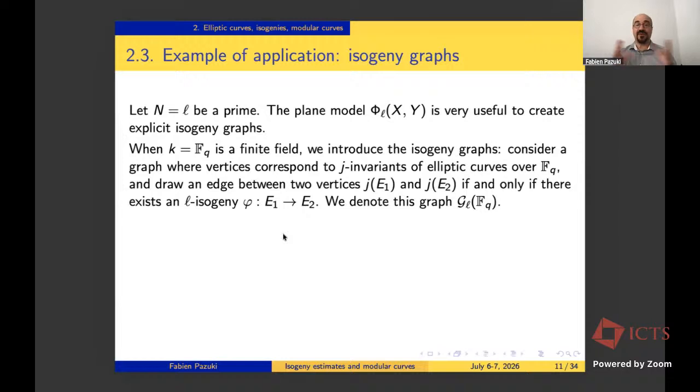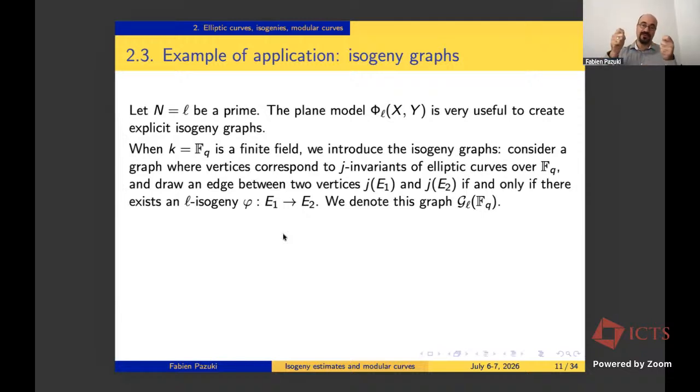So it's going to be a finite graph. I have some vertices, so I'm going to put a vertex in the plane, it corresponds abstractly to a J invariant. Yeah, it corresponds to an element of FQ. So I have Q of these points. I have Q of these dots. And then I'm going to draw an edge between two vertices, which corresponds to two J invariants, if and only if there exists an L isogeny between E1 and E2.